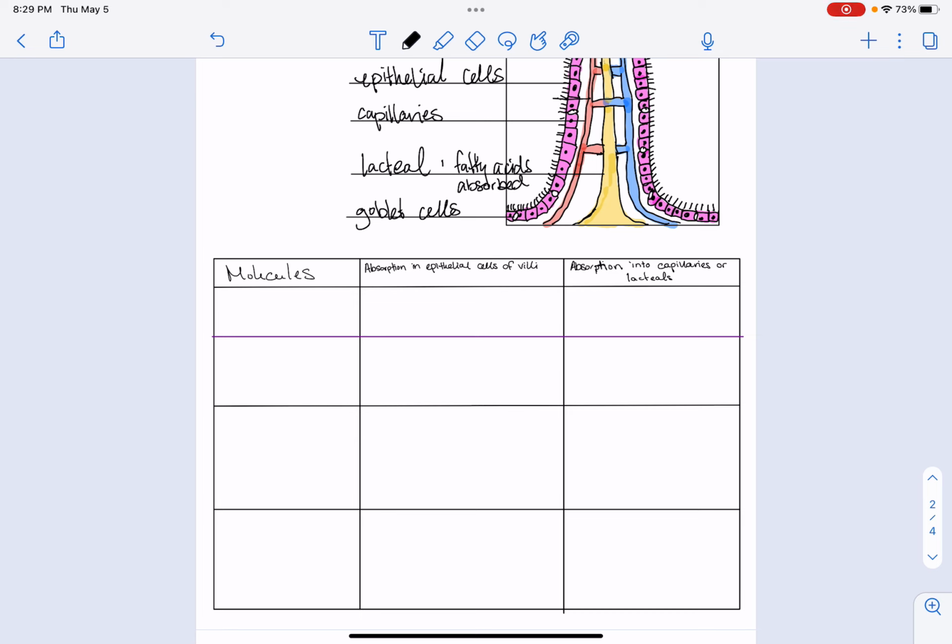Here's where it gets good. So again, digestion is the breakdown of the molecules. Once they're broken down, they need to be absorbed into the epithelial cells of the villi, and then they get absorbed either into the capillaries or the lacteals. Okay, so starting off, you need to know glucose, or also galactose.